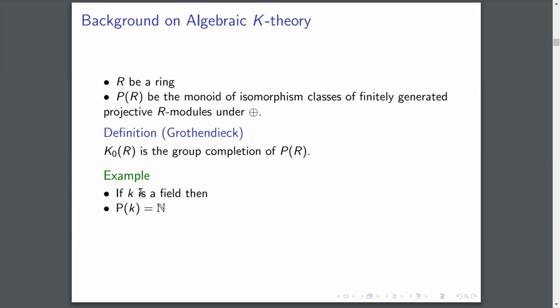If you look at the case when R is a field, then every module is free over K, and the isomorphism classes are determined by dimension, and direct sum gives you addition of dimension. So P(K) in this case is the natural numbers, where for each projective K-module, you look at the corresponding dimension. And then its group completion is the integers. So that's the K0 of a field, it's just the integers.